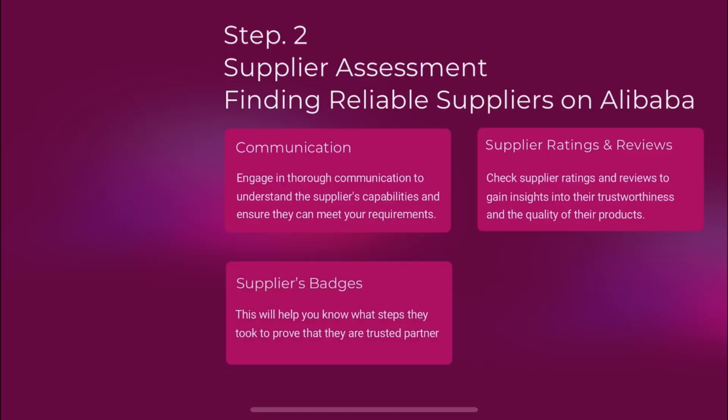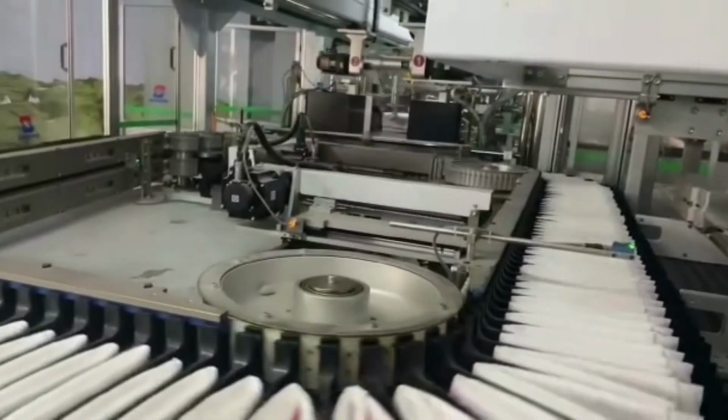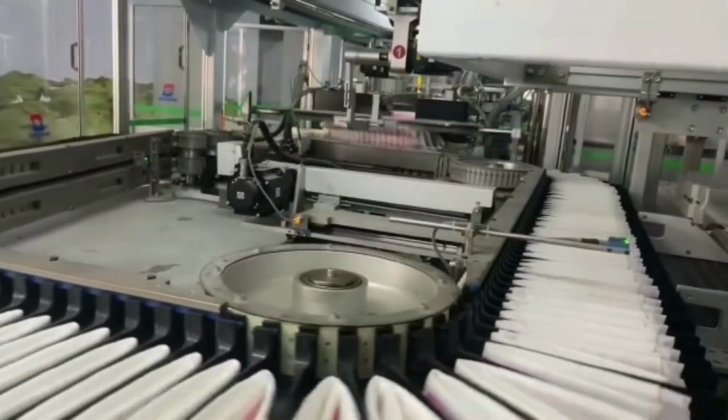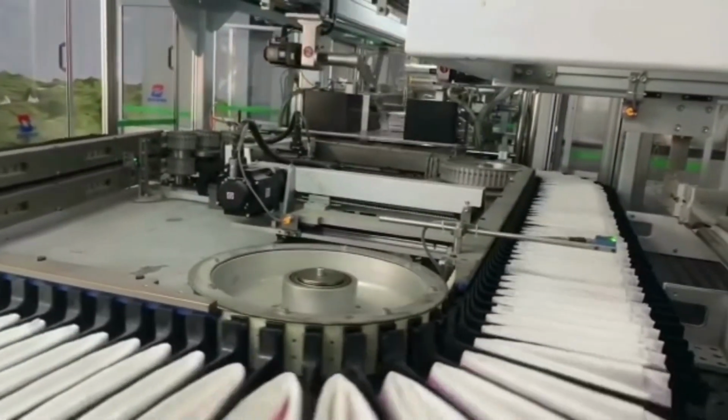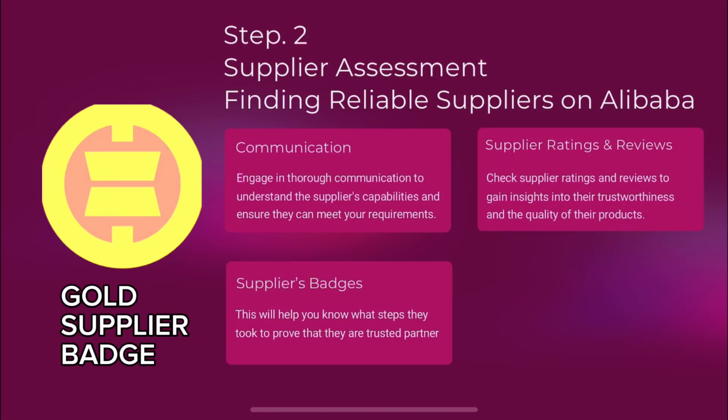An additional way to assess the supplier is through their badge. This will help you know what steps these suppliers took to prove that they are a trusted partner. For them to get those badges, there are requirements, certification, approval, and even payment needed. So right now, you will notice 3 badges that might be present on your potential suppliers. So you will see the Gold Supplier Badge.